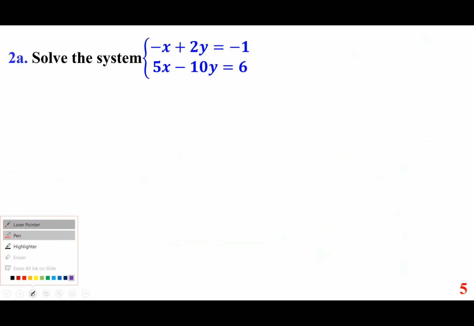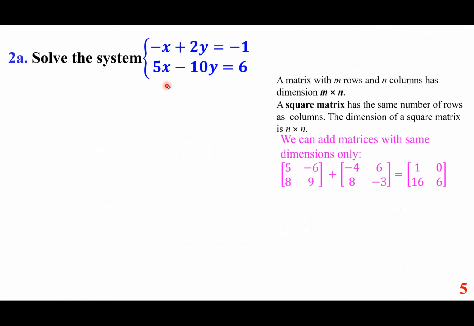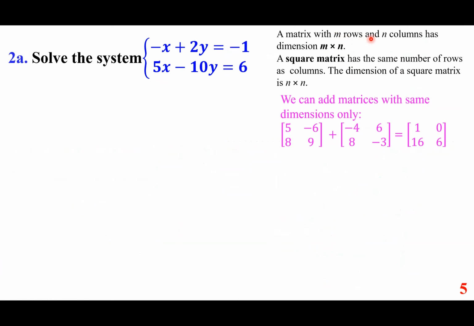We want to solve the system here. We've learned the method of substitution, addition. We want to discuss the matrices as well. A matrix with m rows and n columns has dimensions m by n. So m rows, that means 1 and 2 rows. N columns, in this case also 2 columns. A square matrix has the same number of rows as columns, and we call them n by n. So this is a 2 by 2 square matrix.